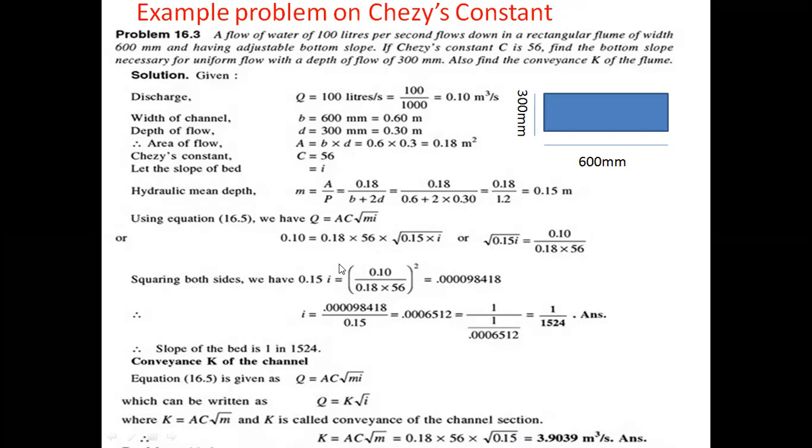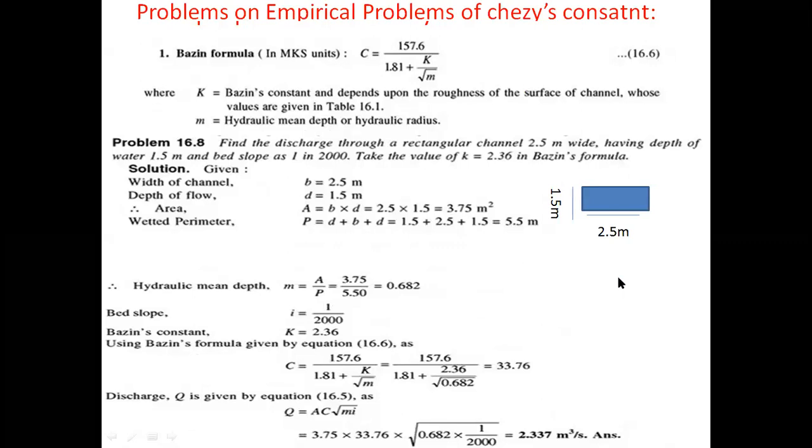3.9039 meter cube per second. We find the slope of the bed of the channel, I value, and the K value in this problem. Next problem.